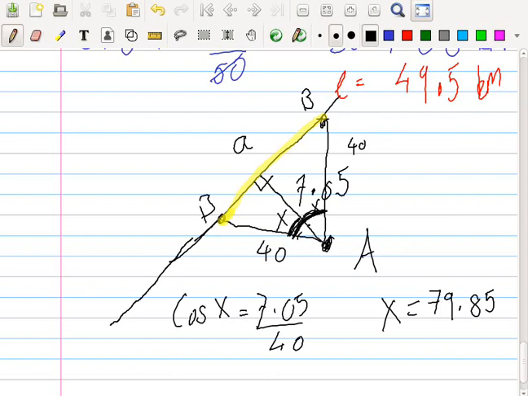No, it's not a trick question. What's the total angle here? What would it be? 159. Yes, how did you get that? Yeah, just multiply this by 2. So the total angle would be 159.7, we'll say, yeah.